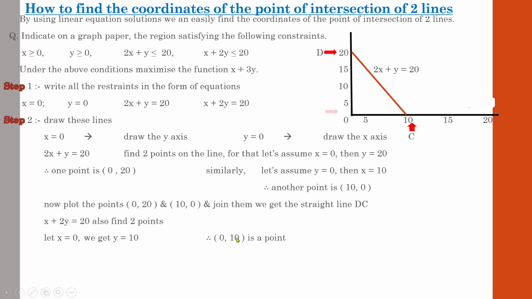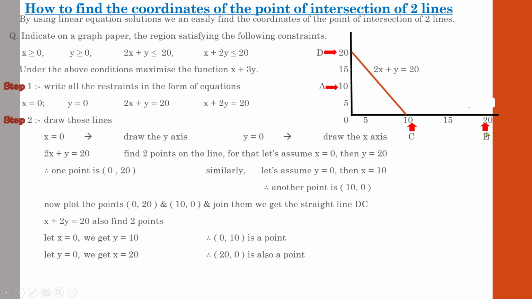So in the y axis you need to identify the point 10. See, you have identified the point. Let the point be A. Similarly, you need to assume that y equal to 0. When y equal to 0, 2y will be 0, so x equal to 20. You have got the point 20 and 0. So we have got another point, and you need to identify this one also. 20 comma 0 is a point on the x axis.